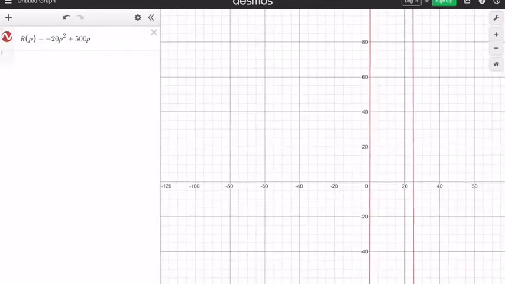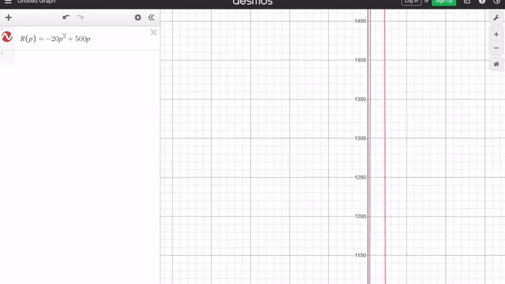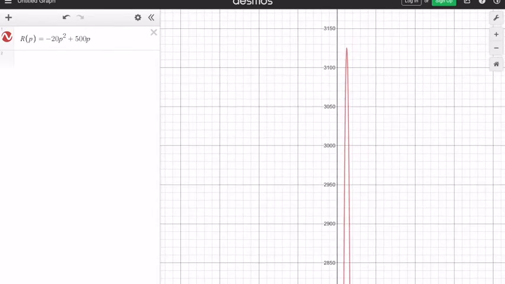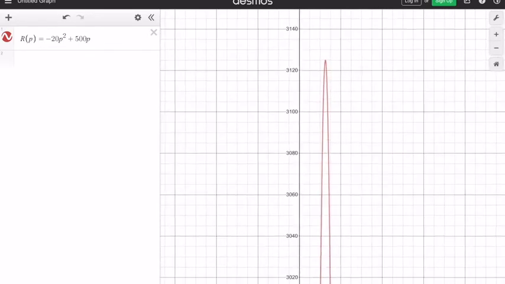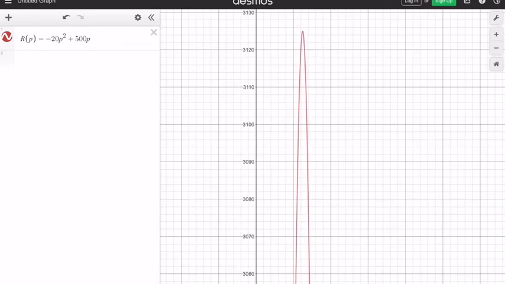And I can zoom out and see my graph, right? All the way up here. What did we say our maximum value was? 3,125. There we go. So we can go ahead and graph this function.